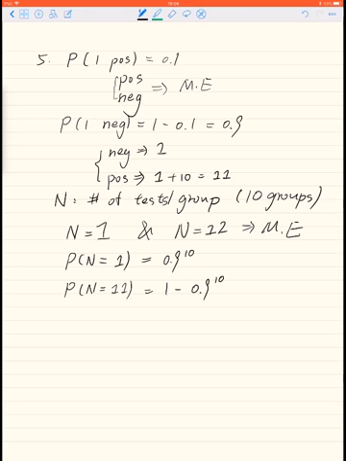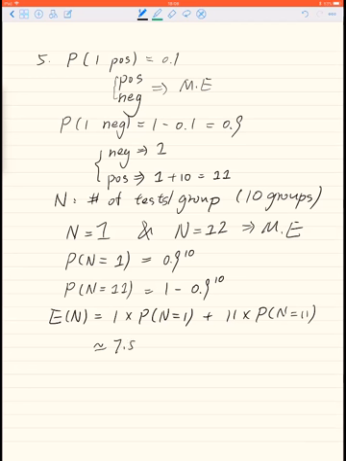Now we can figure out the average number of tests we have to take per group. That can be understood as the expectation of the number N, and the expectation of N should have the following form, that is 1 multiplied by the probability that N equals 1 plus 11 multiplied by the probability that N equals 11. And this expectation of N should be roughly 7.5. That should be the expectation and the average number of tests we have to take per group.